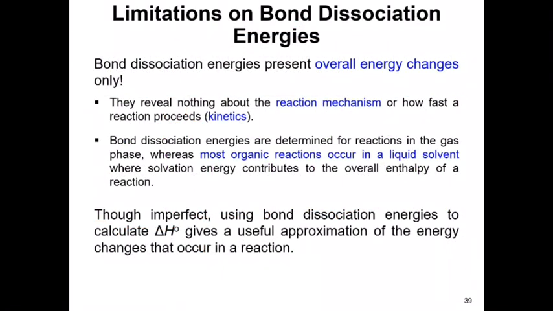So bond dissociation energies are useful in approximating or estimating the overall change in the enthalpy of a given chemical reaction. So it tells us nothing about the reaction mechanism, the reaction rates, or kinetics in general. Bond dissociation energies are determined for reactions in the gas phase, but a lot of organic chemical reactions actually happen in the liquid phase. And so again, we only use bond dissociation energies in approximating the delta H of organic chemical reactions.